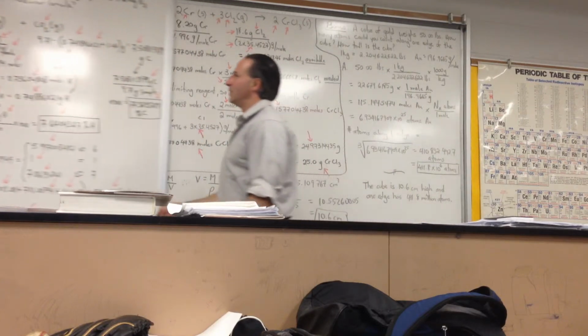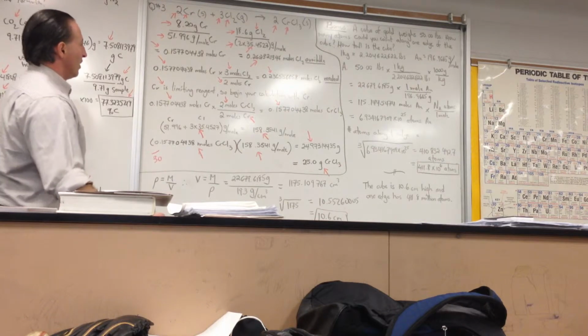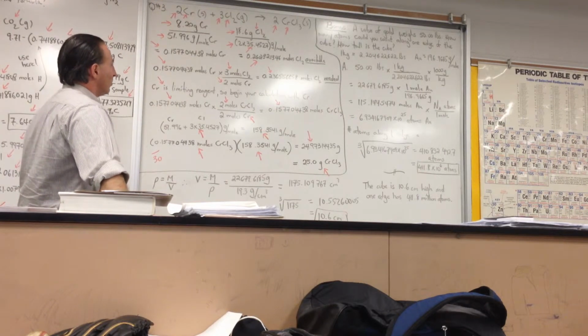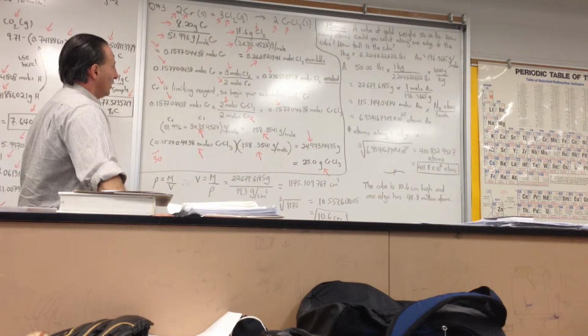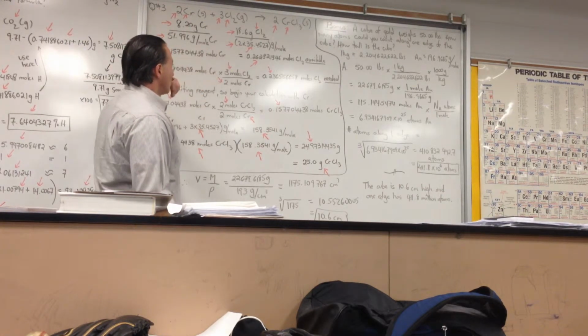Third question. We have a limiting reagent question: chromium reacting with chlorine gas to form chromium chloride. So the first step was to determine which one of the substances is going to run out first.